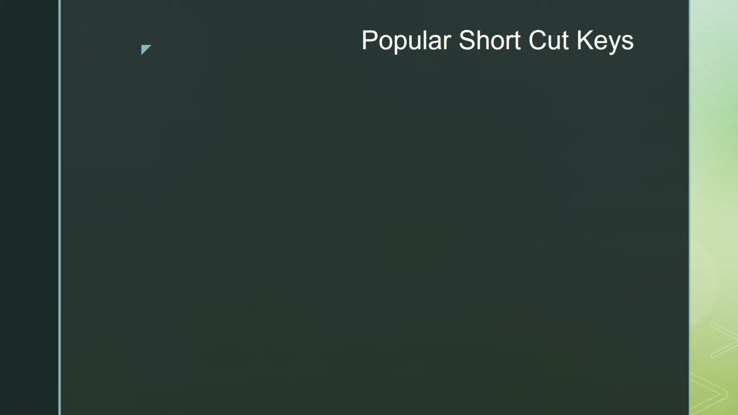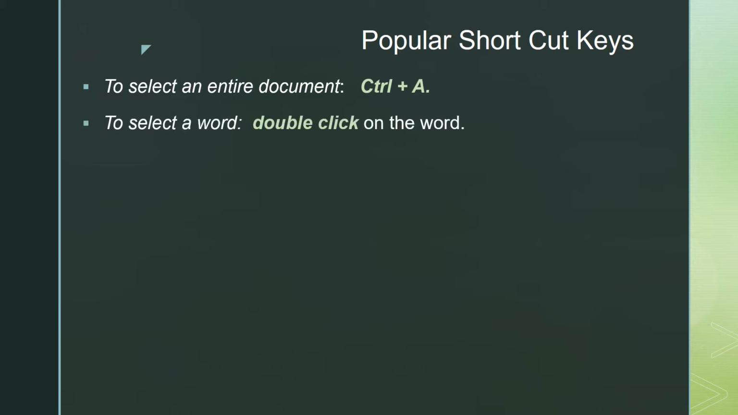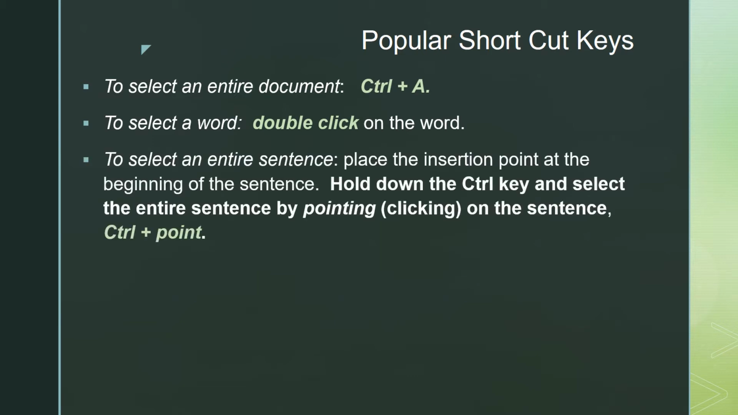Here are some popular shortcut keys. To select an entire document, Control+A. To select a word, double-click on the word. To select an entire sentence, place the insertion point at the beginning of the sentence, hold down the Control key, and then select the entire sentence by pointing or clicking on the sentence. So the shortcut would be Control+Point.